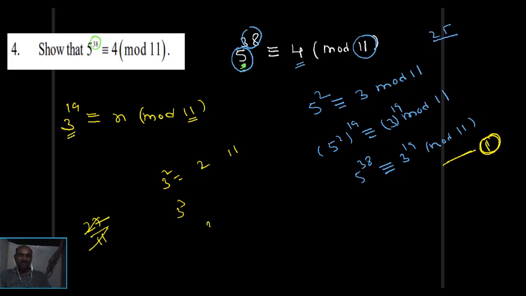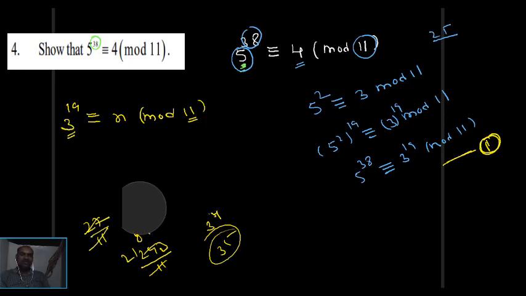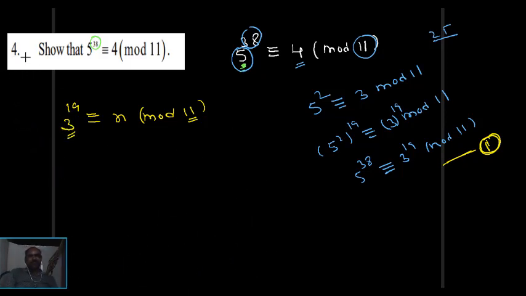I don't like that. 3 power 4 is 81. 81 divided by 11 won't give 1. 3 power 5, that is 243. 243 by 11: 11 twenty-twos are 242, 1 remainder. So what happened? 3 power 5 is giving 1 as a remainder when divided by 11. That I will write: 3 power 5 is congruent to 1 modulo 11.